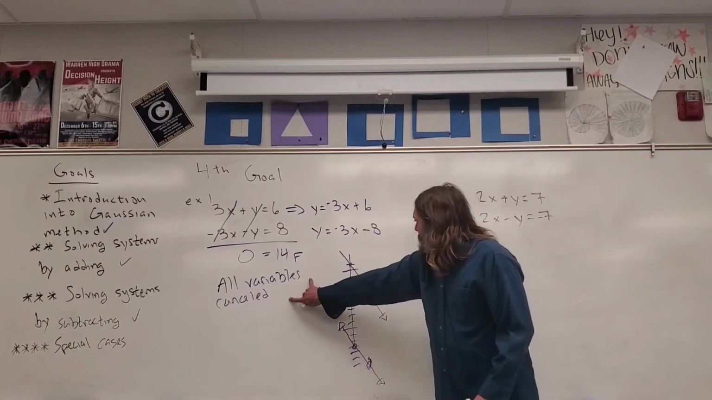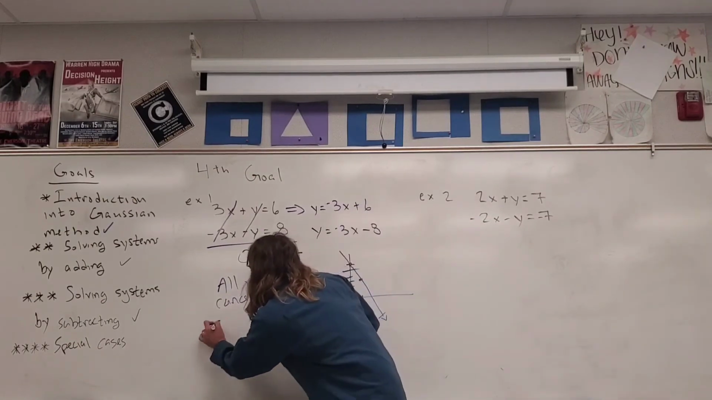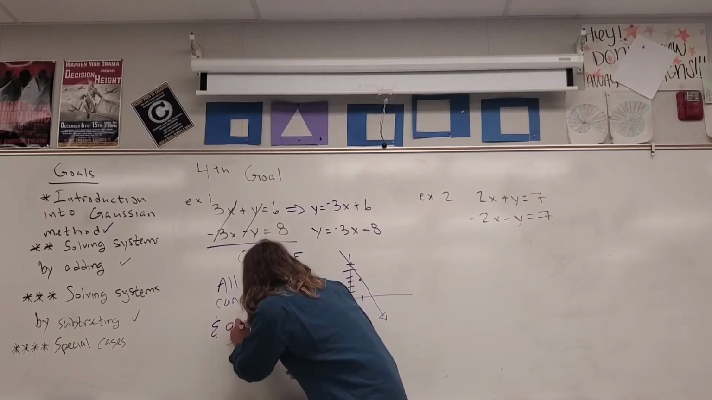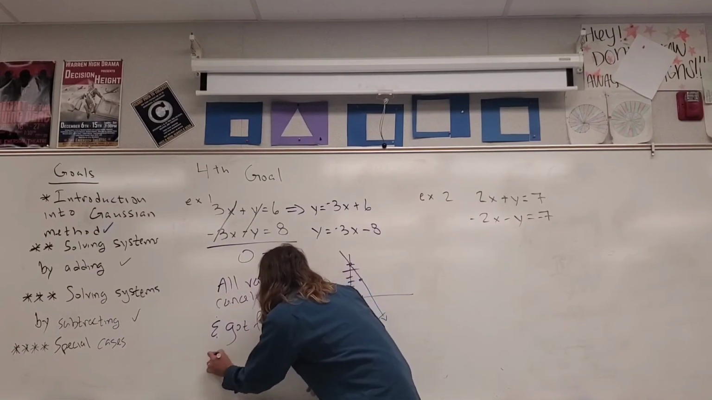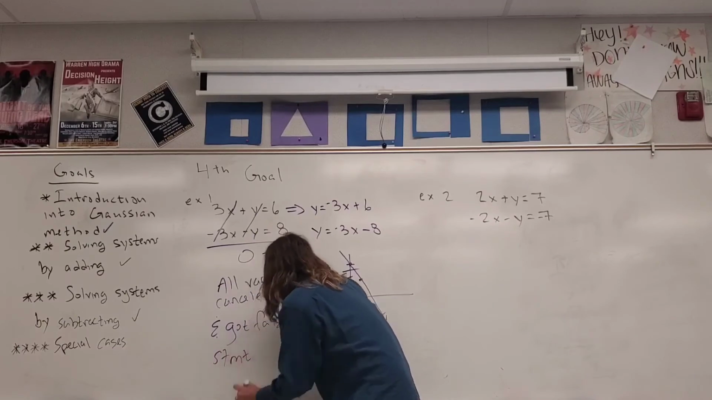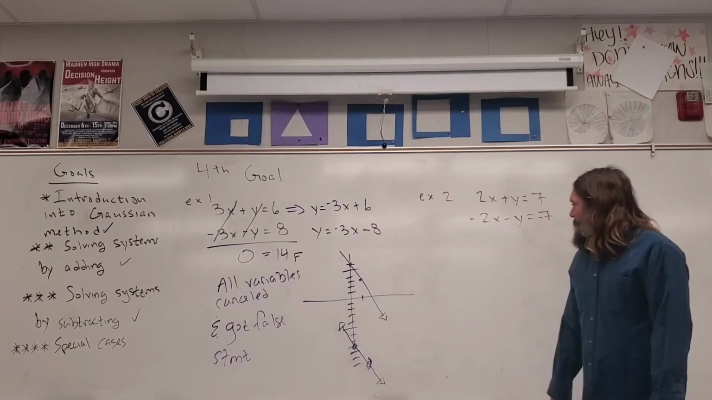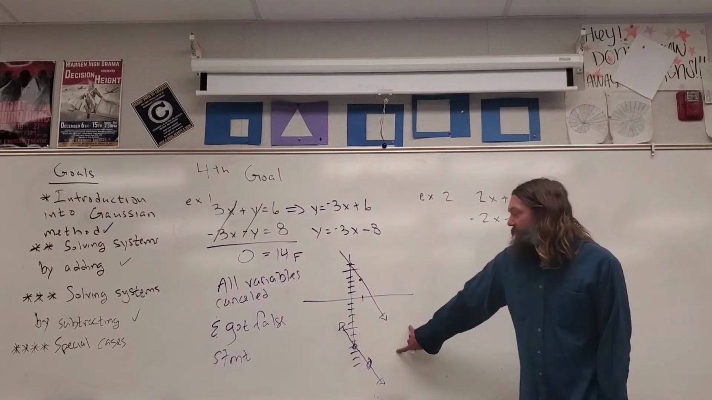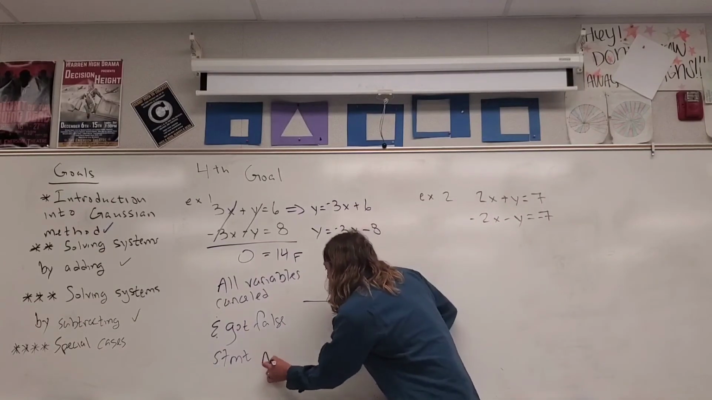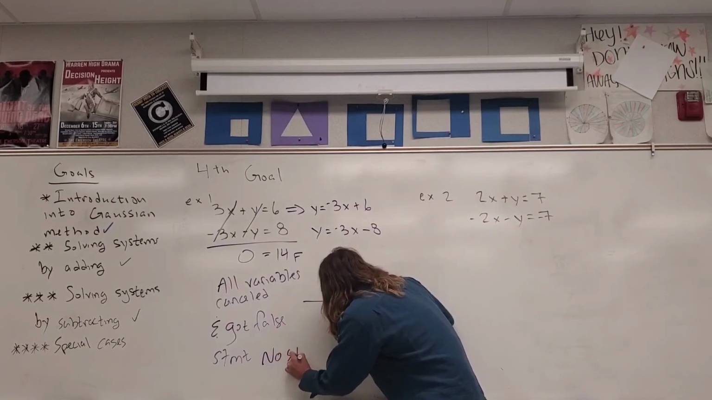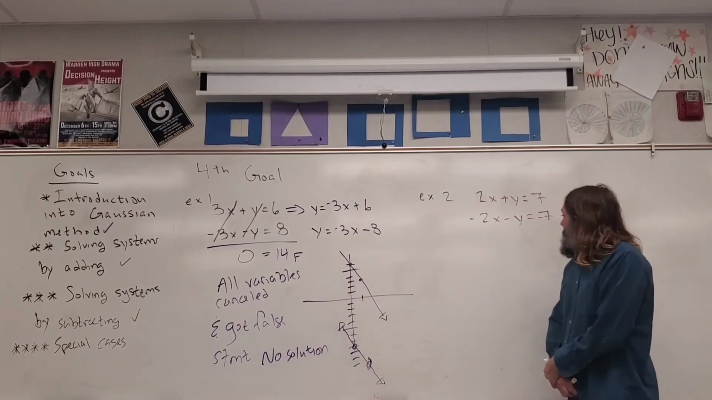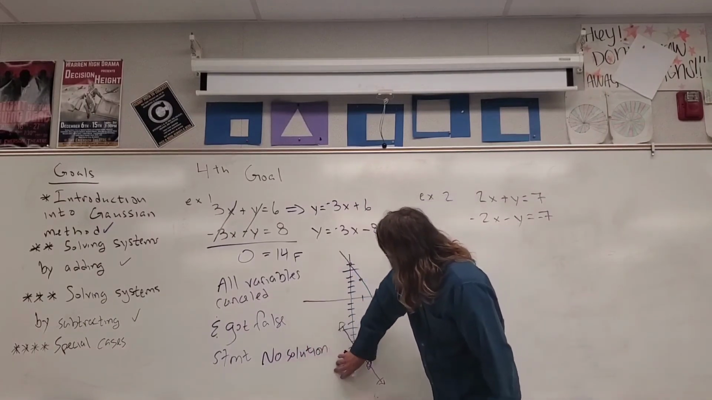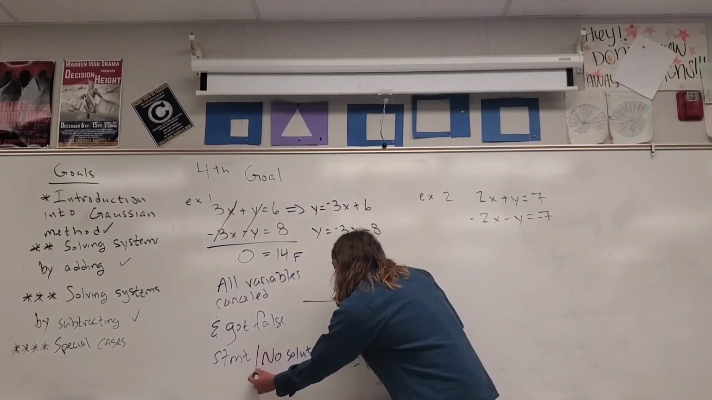So all the variables canceled. I got a false statement. So what that means is there's no solution because they're not going to cross. Okay. So if all the variables cancel and we get a false statement, that means that we have no solution.